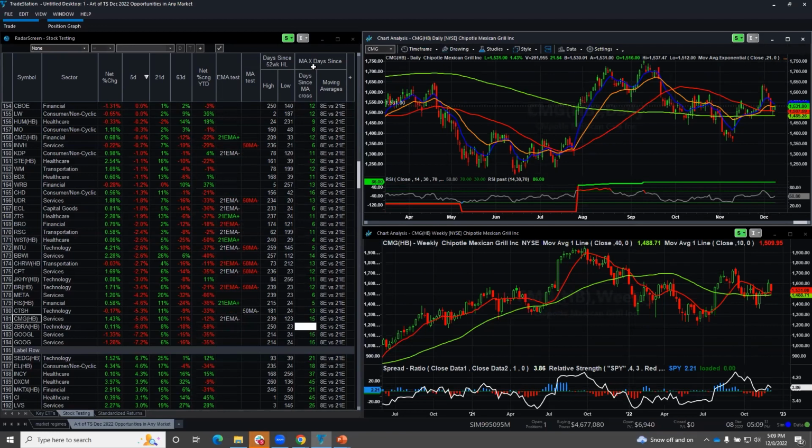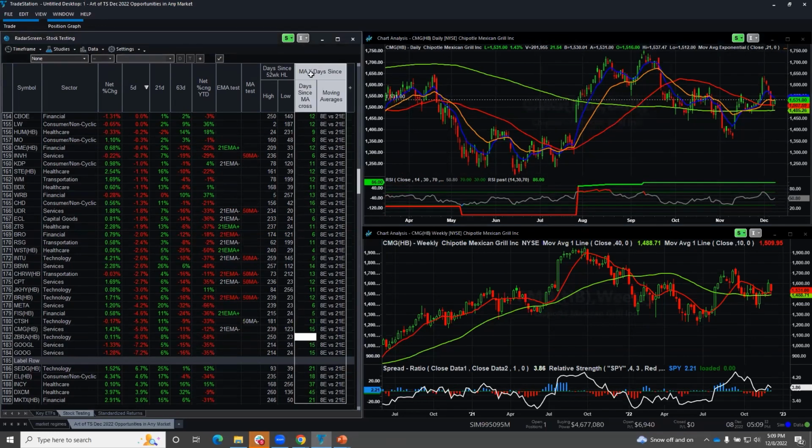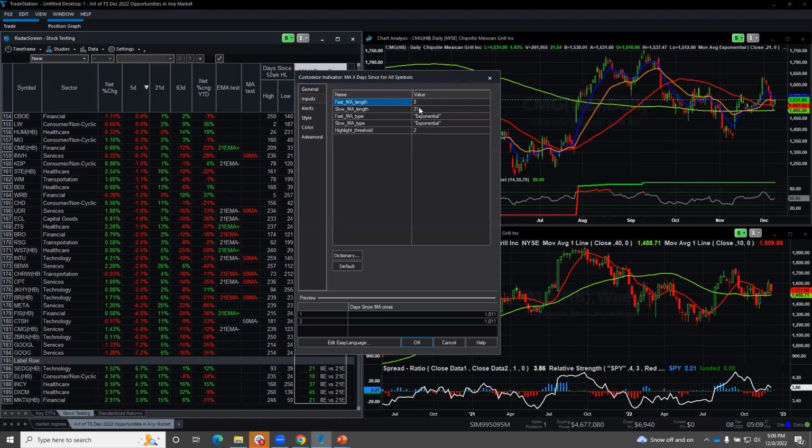I also want to tell you with this indicator, if you go to MAX day since and you click on studies and you edit it, by default it does the 8 and 21 day exponential, but you can change this to simple or whatever you want. You can say 50-day simple versus 200-day simple. You just want to use the quotes and then simple like that. Make sure you don't misspell it because it won't work then. But you just change it. I'm not going to change it right now, but you can change these moving averages to whatever you want.